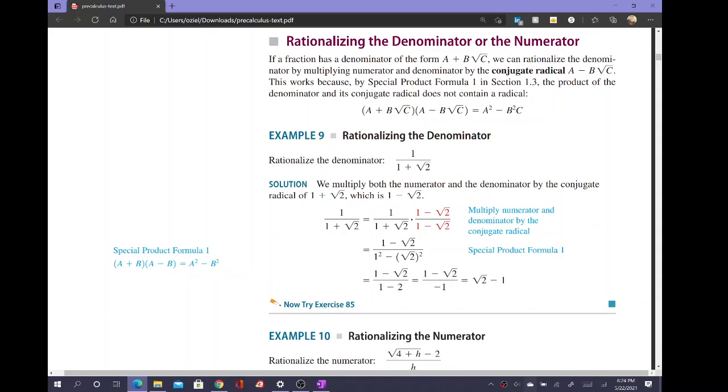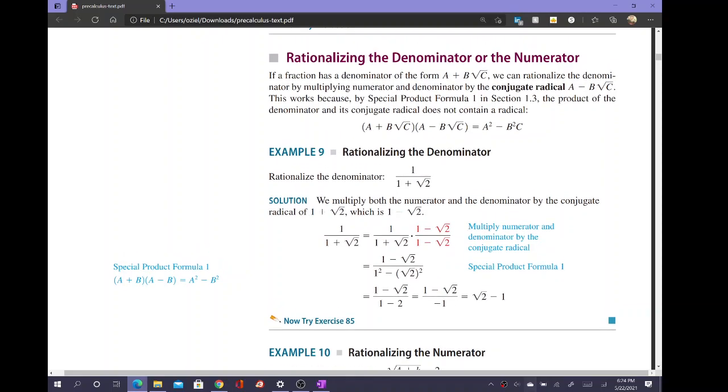Okay, so example 9, it says rationalize the denominator. So when you have a radical in the denominator, you always multiply by the conjugate. Now, if the expression is of the form 1 divided by a plus the square root of b, that means you're going to multiply by the conjugate, a minus the square root of b, right?